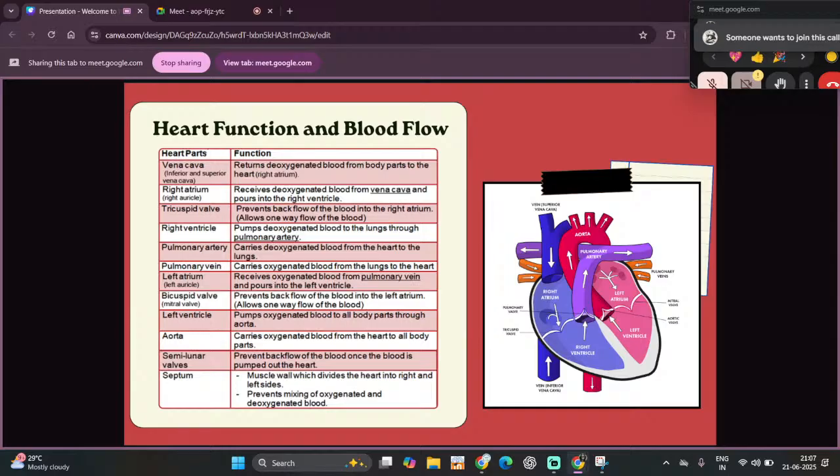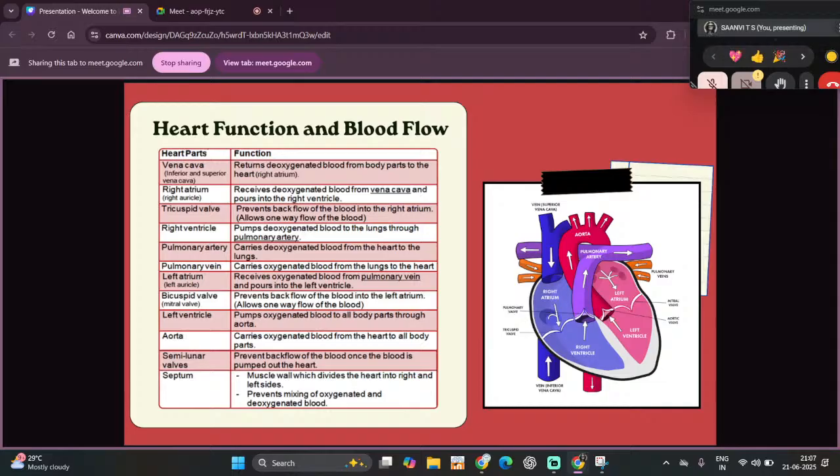After that, the blood enters the heart in the left atrium. So as written, it receives oxygenated blood from the pulmonary vein and pours it into the left ventricle. Similarly, a valve is present there too. Finally, the aorta carries oxygenated blood from the heart to all the body parts, and it generates immense pressure since we need to supply blood all the way from our brain to our little toes.